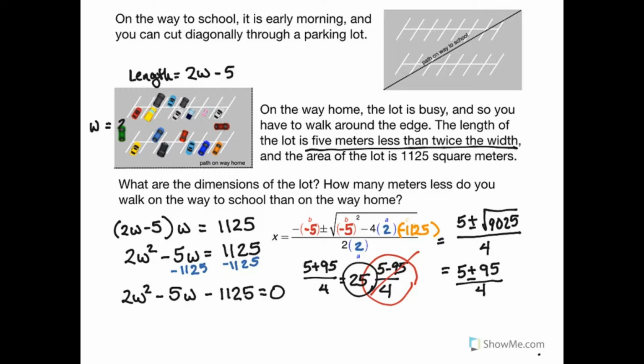That gives us that w is equal to 25, because my equation was in w. If w is 25, the length must be 2 times 25 minus 5, or 50 minus 5, which is 45. Now I'm measuring everything in meters. So now I have that the width is 25 meters and the length is 45 meters. And you can check and multiply those together to see that you get 1,125 square meters.